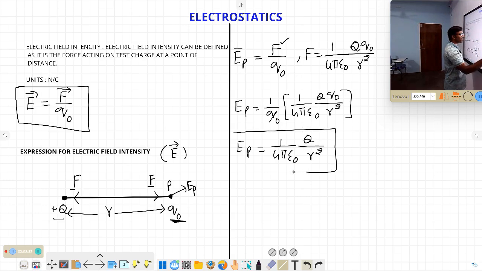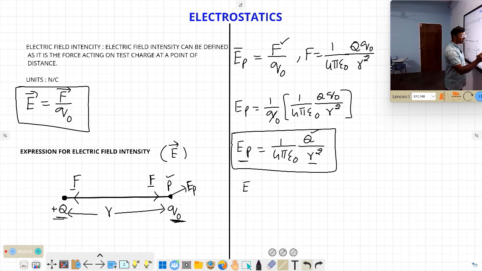If you observe this formula, we have only one charge, that is the source charge. That means we are calculating the electric field intensity at a point P due to this source charge. That's why in the electric field intensity formula you get only one charge, the source charge. Due to this charge only we are getting this electric field intensity at that point. At that point, what distance is it? R distance.